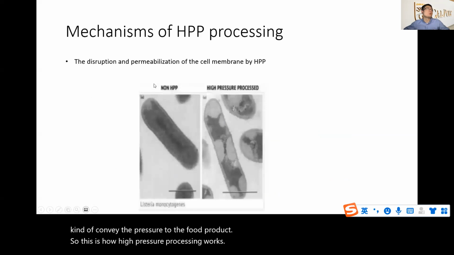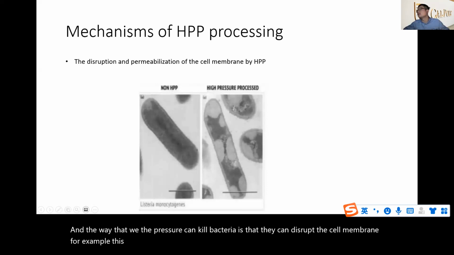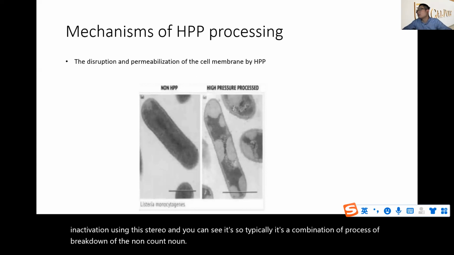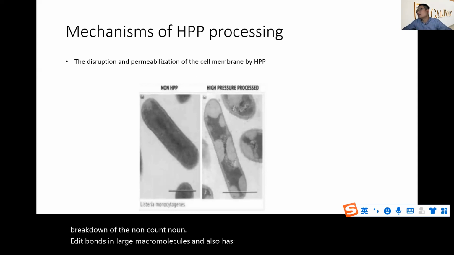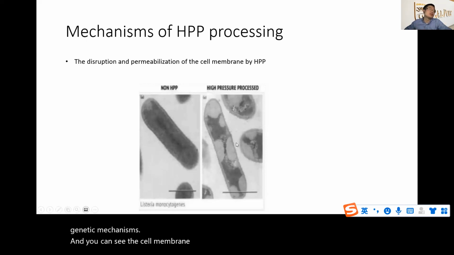And the way that the pressure can kill bacteria is that they can disrupt the cell membrane. For example, this is an image showing the mechanism of bacterial control and inactivation using Listeria. And you can see, typically it's a combination of the breakdown of the non-covalent bonds in large macromolecules, and also has some biochemical effects and even some genetic mechanisms. And you can see the cell membrane actually changes a lot, right? Deformed a lot after processing.